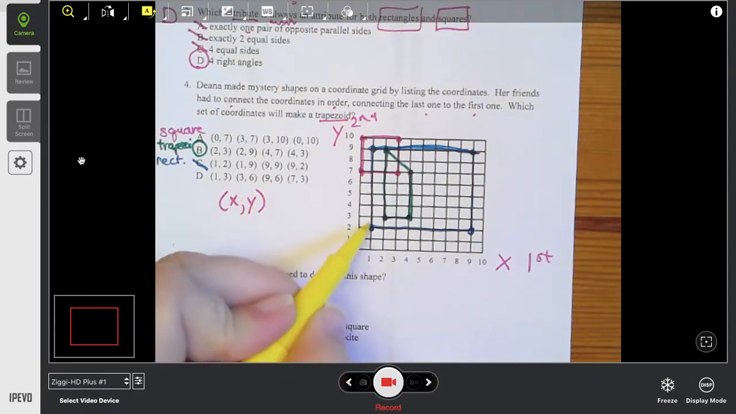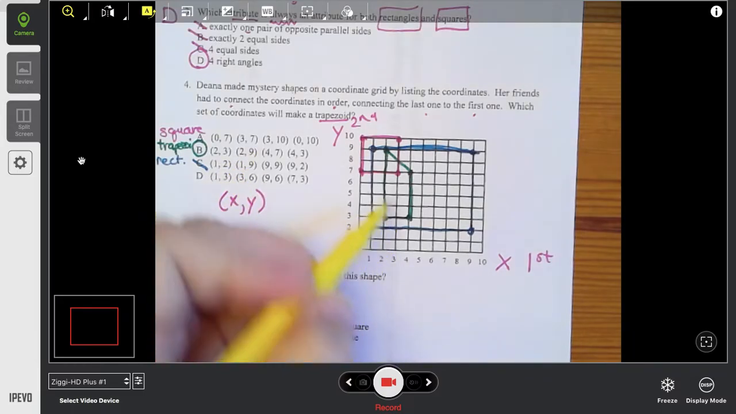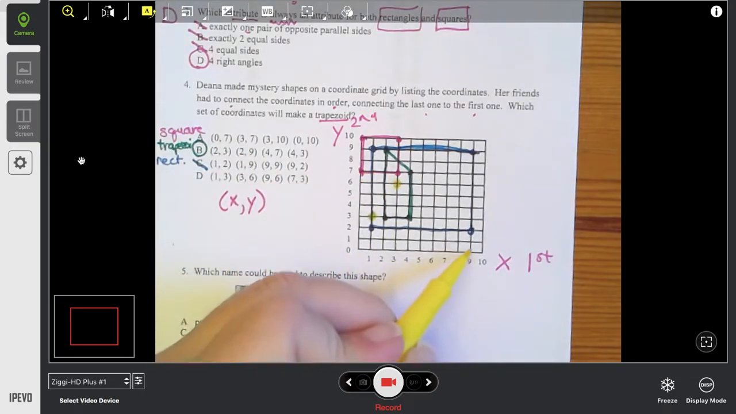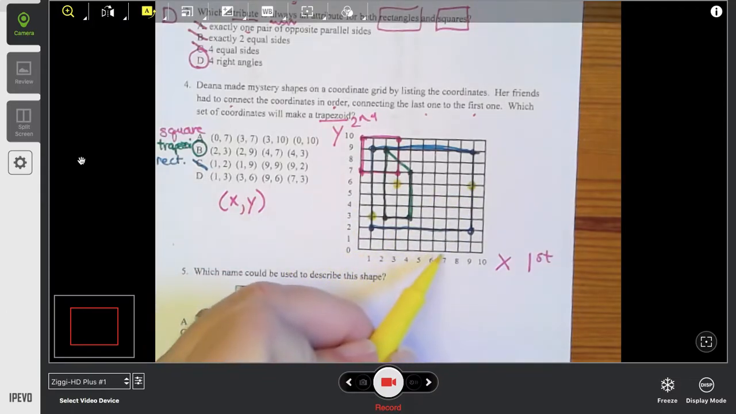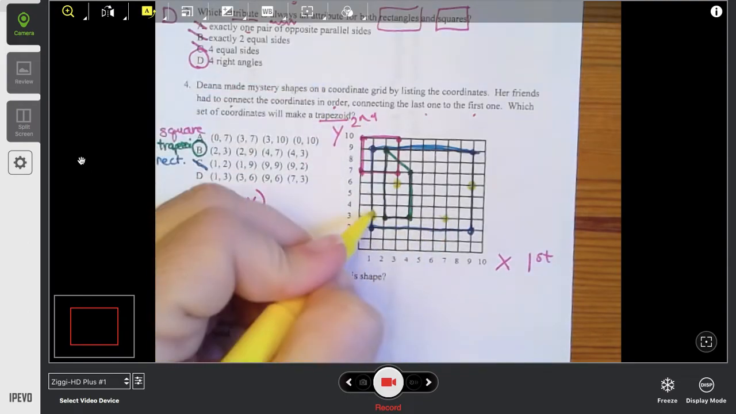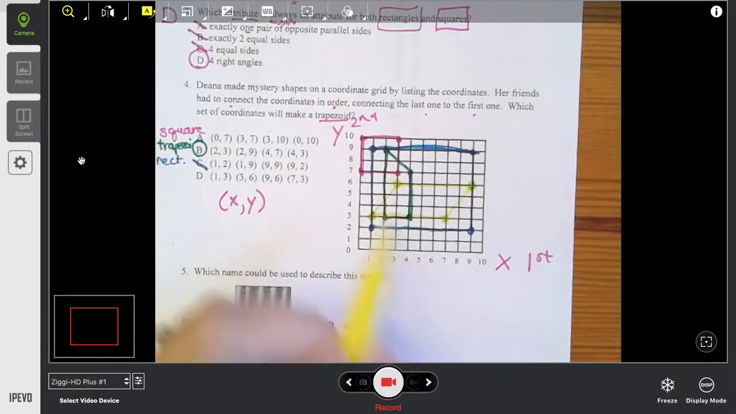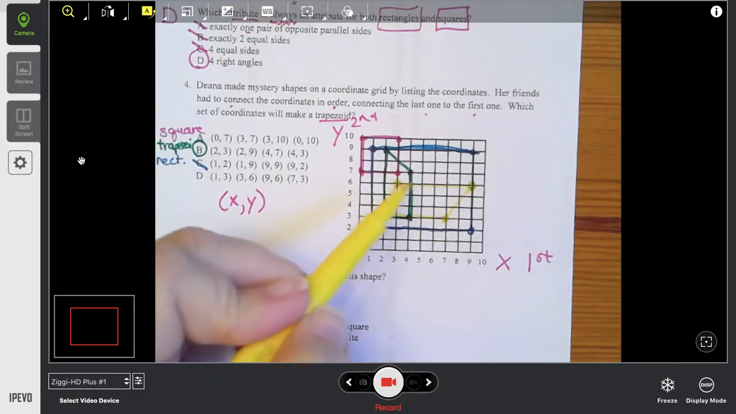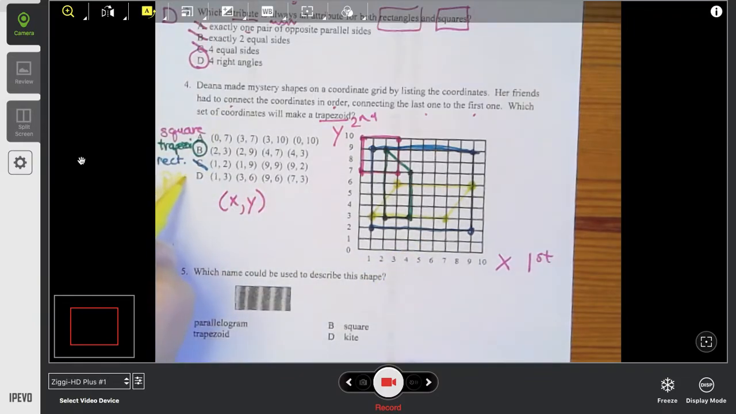And last but not least, let's see if yellow shows up. 1, 3, over 1, up 3. 3, 6, over 3, up 6. 9, 6, over 9, up 6. And 7, 3, over 7, up 3. And connect as we go. Oh, I know what this one looks like. There we have a parallelogram. 2 pairs of parallel sides, no right angles, so it can't be a rectangle. This one is a parallelogram. So our best choice is B.